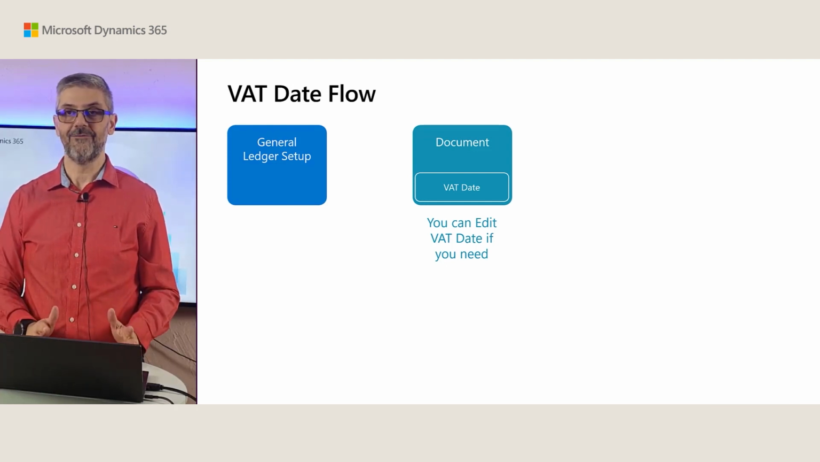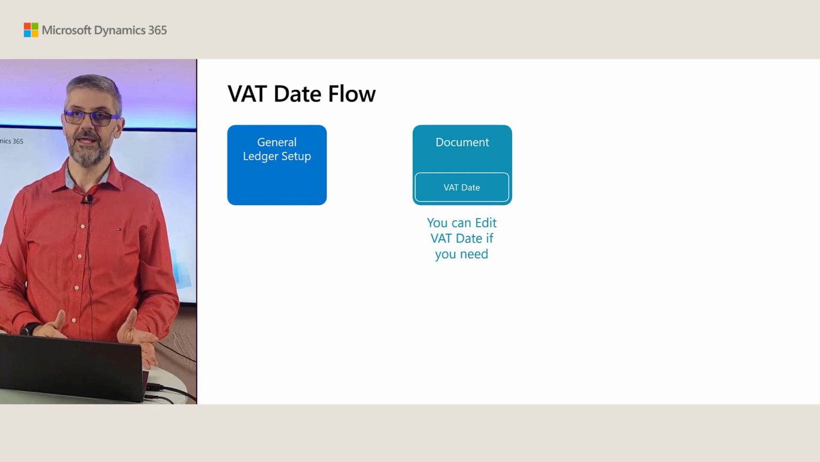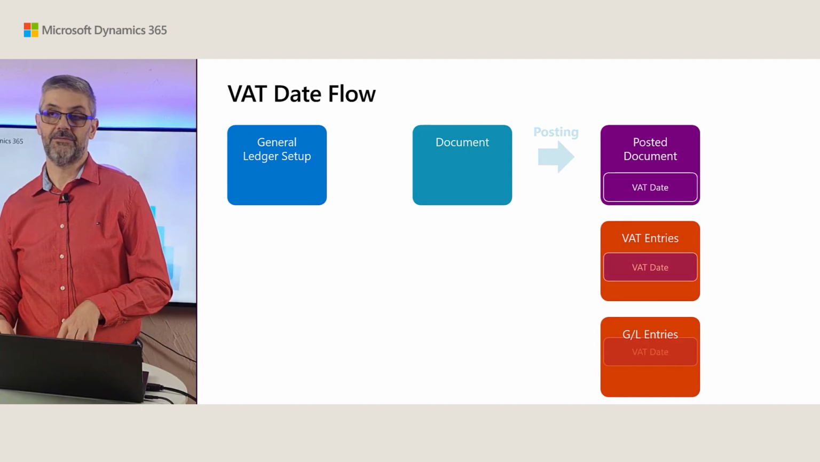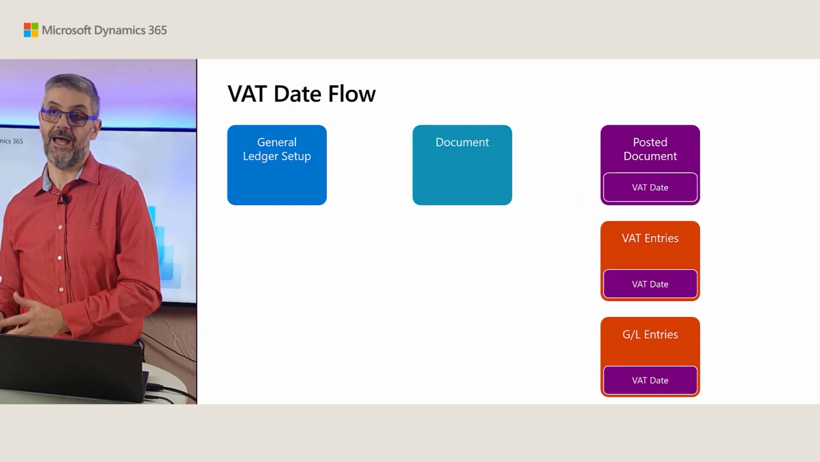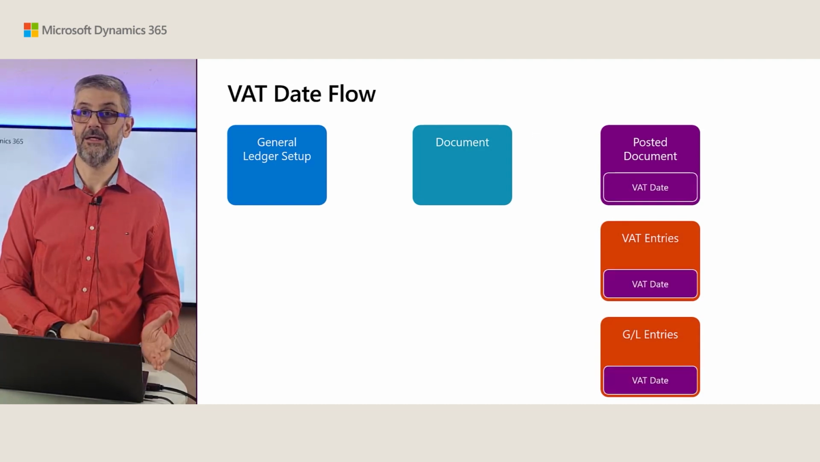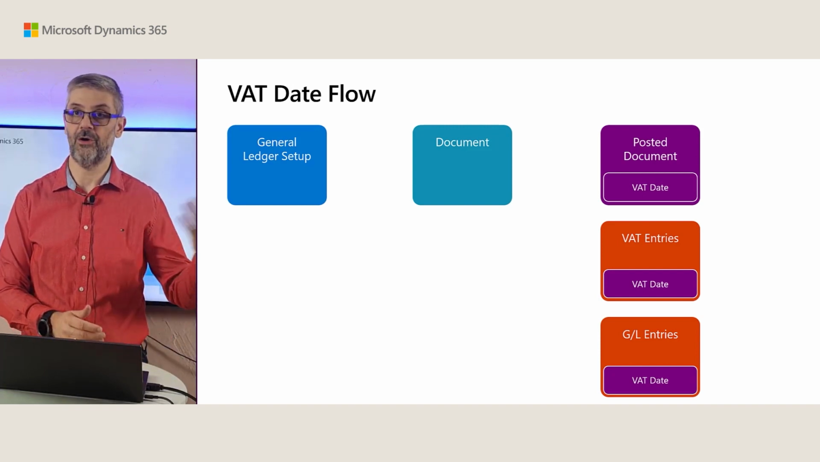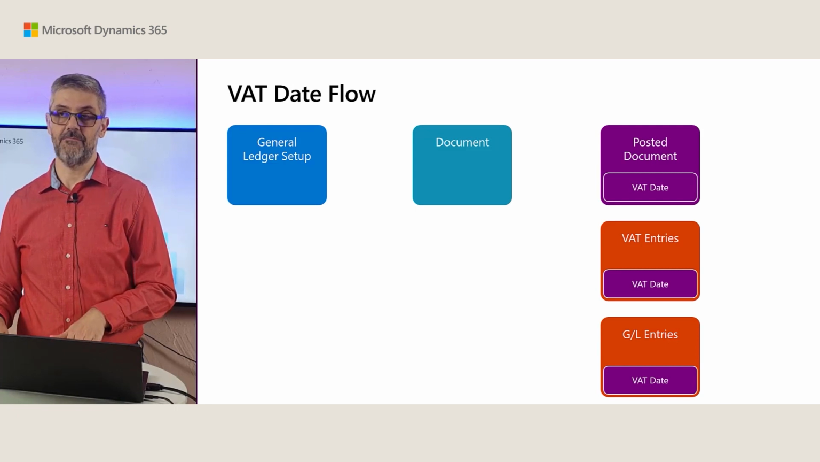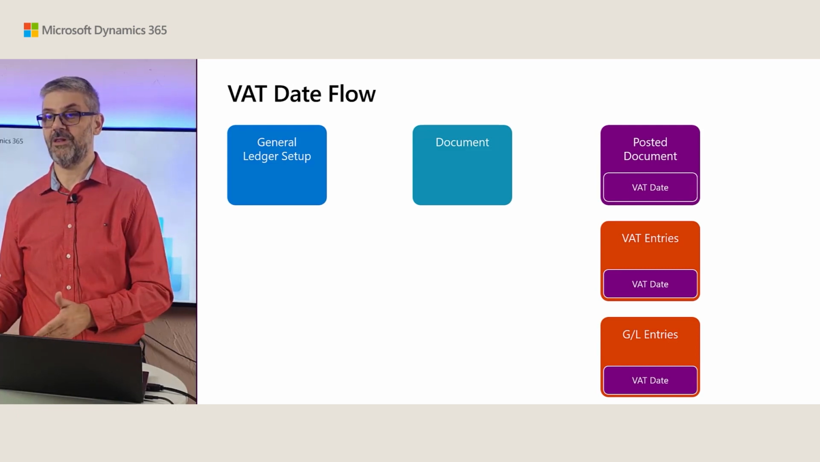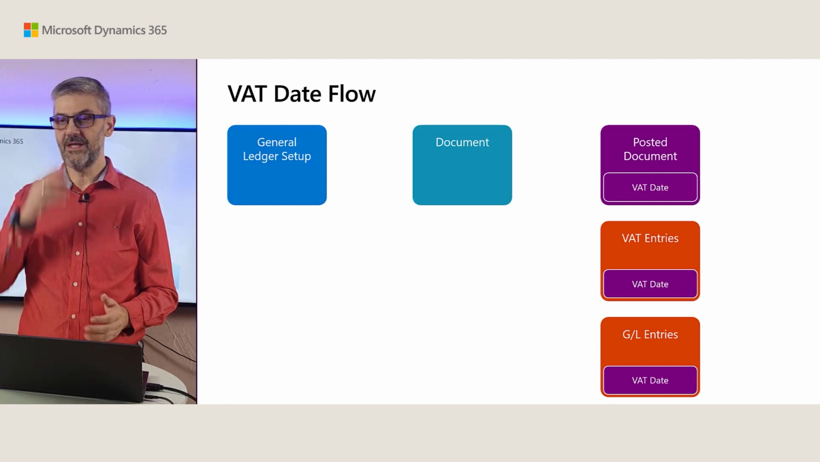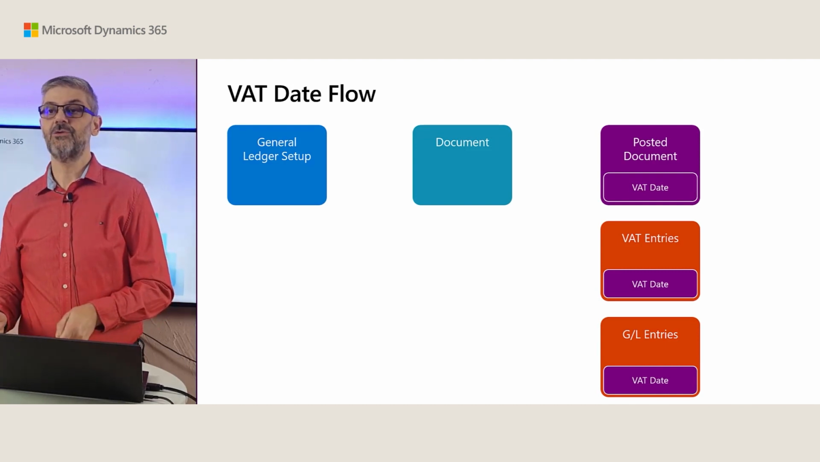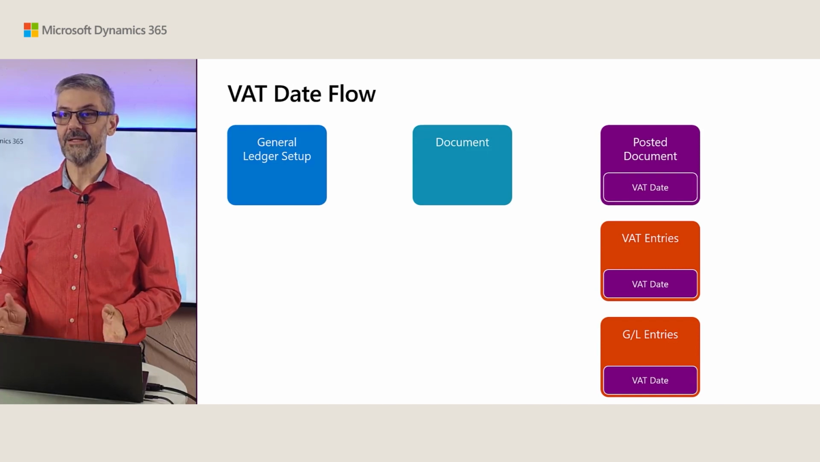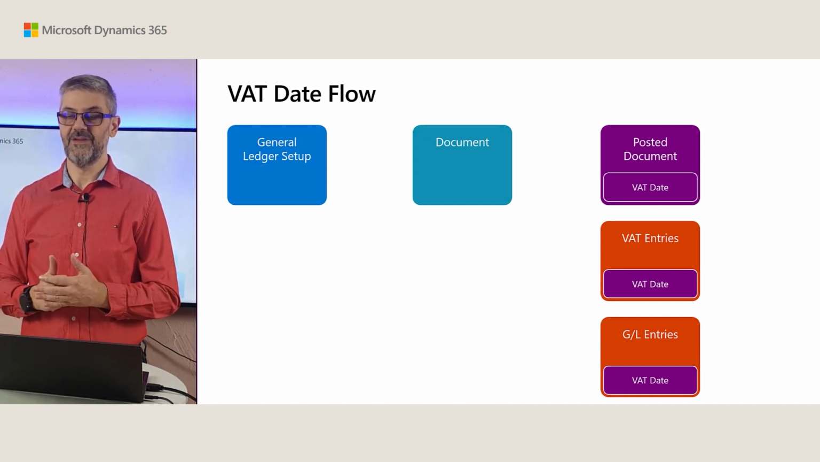Okay, now we have a document, we have a populated VAT date, and when we post this document, we will get the VAT date in the posted document absolutely the same as we had in the non-posted document, whether sales order or invoice, whatever. That means the VAT date will be the same, the same situation as the posting date and document date. But this VAT date will also be added to VAT entries and general ledger entries. We added VAT date in both of these tables.